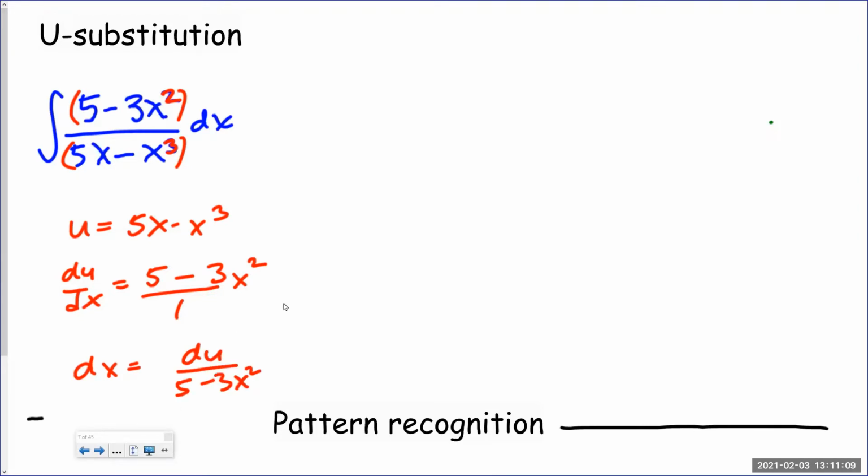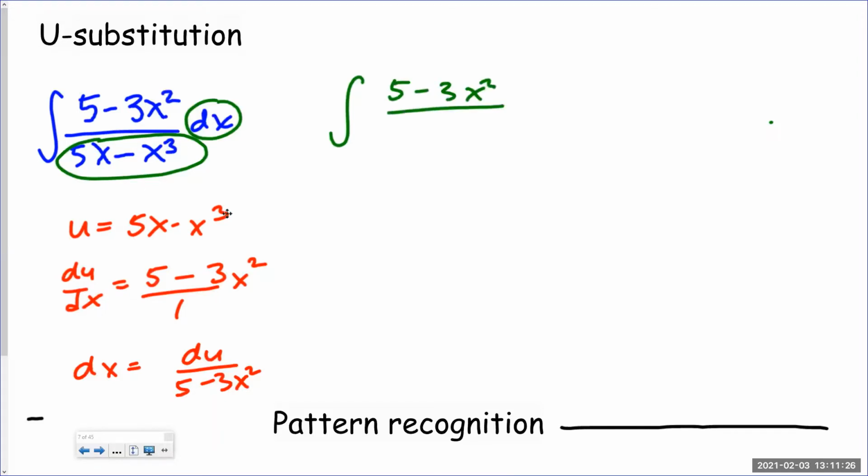You're going to substitute two things. So let's go back here. What two things am I going to substitute? My u, which is right here, and my dx, which is right here. If I didn't circle it, I'm not going to substitute it. So I have 5 minus 3x squared over this bottom here, which is my u. That's u times this dx, so I replace this dx with du over 5 minus 3x squared.